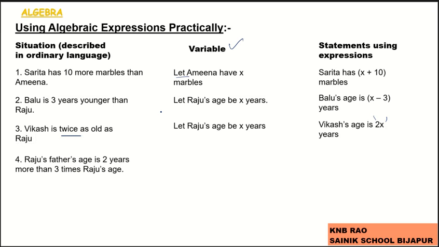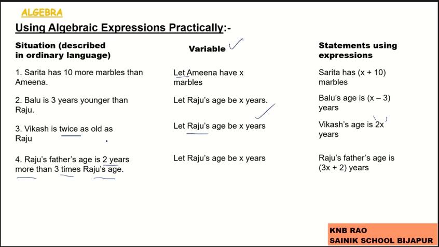Raju's father's age is 2 years more than 3 times Raju's age. Now we are taking the same Raju's age as x years, which means 3 times Raju's age, that is 3x. For that, more means plus. How much more? 2. So 3x plus 2 years will be the age of Raju's father. So this is how you have to decide.